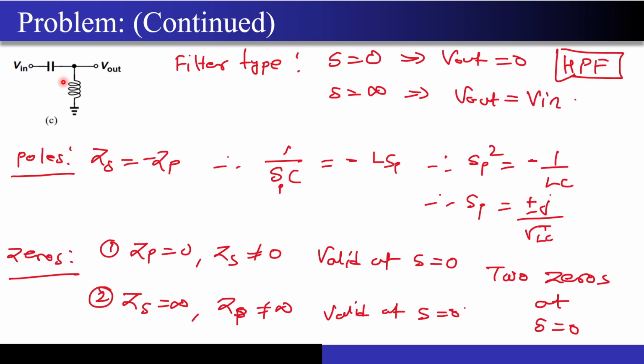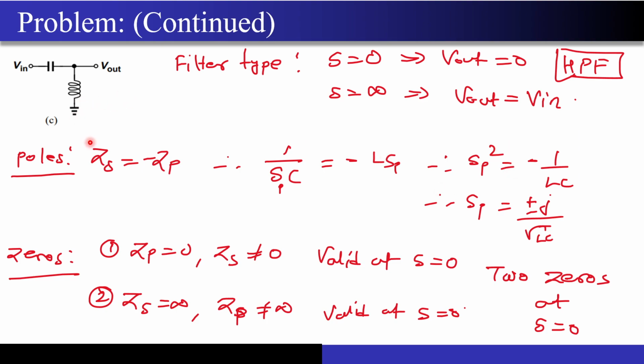Now coming to the next part, we have just flipped the positions of the capacitor and inductor. Again, if you follow this analysis, put s equal to 0 and s equal to infinity, you will see that this is now acting like a high pass filter. Now what about the poles? The poles will occur at exactly the same frequencies because we have just interchanged the positions. Again, we have to enforce the same condition of Zs equal to minus Zp. So you will be able to see that the poles lie along the same locations as in the previous circuit.